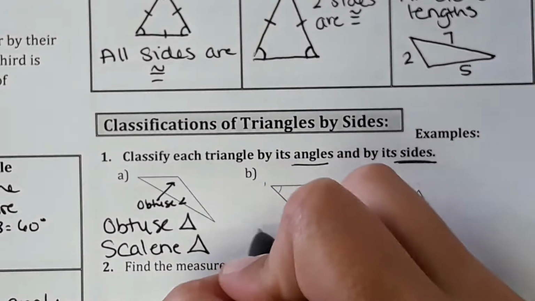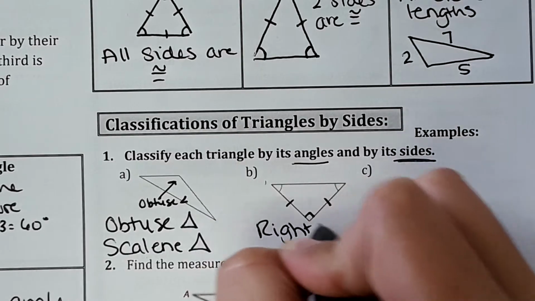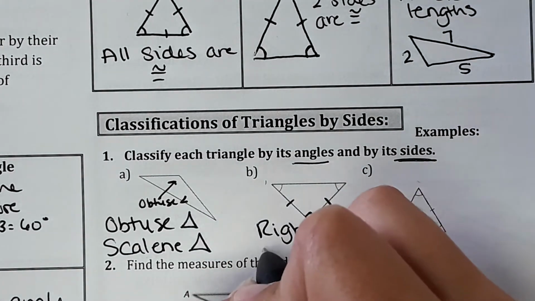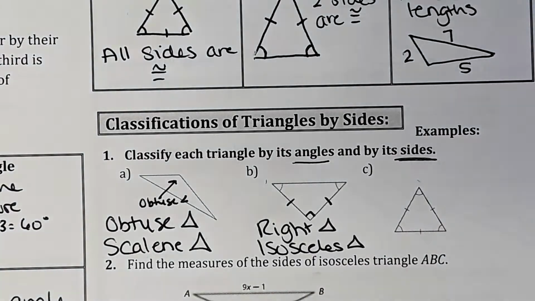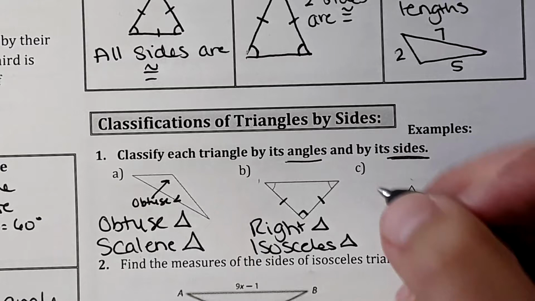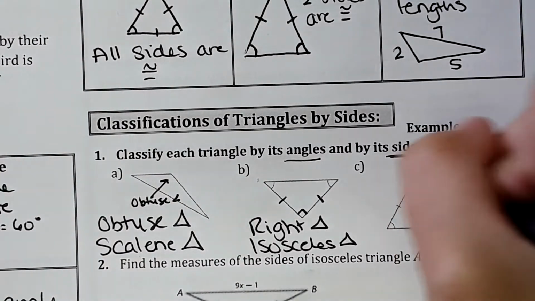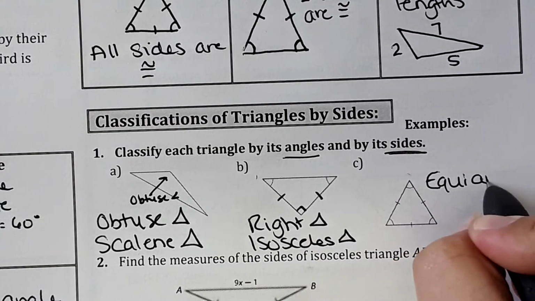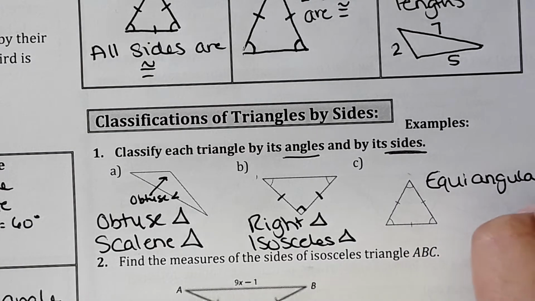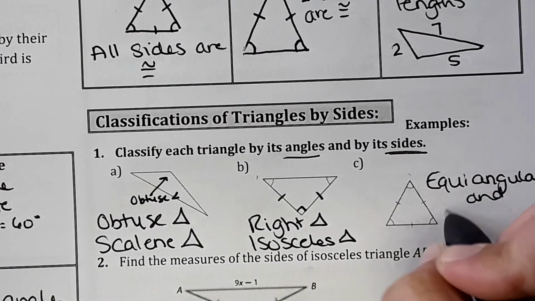Okay, so I have a 90-degree angle, so that means it's a right triangle. And then two sides the same length, so isosceles triangle as well. And then C, all the angles are the same, all the sides are the same length, so this would be equiangular. And equilateral.